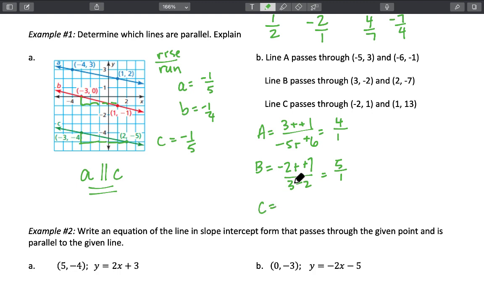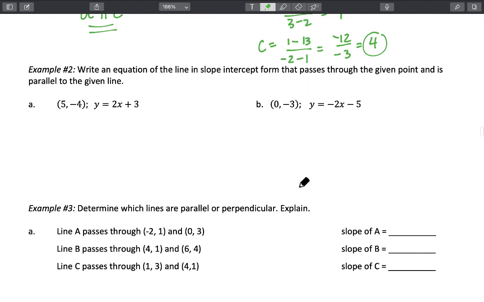Now let's calculate the slope of line C. Again, taking the difference in my y values, 1 minus 13 over -2 minus 1. And this gives me -12 over -3. And that's going to simplify to 4 over 1, or just 4. So I can see here that line A is also parallel to line C in our second example as well.